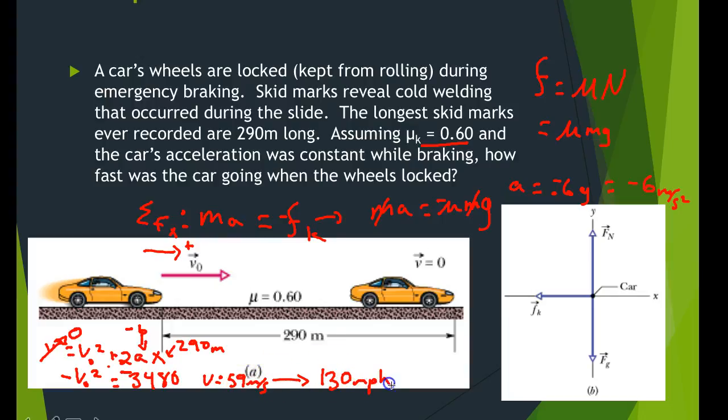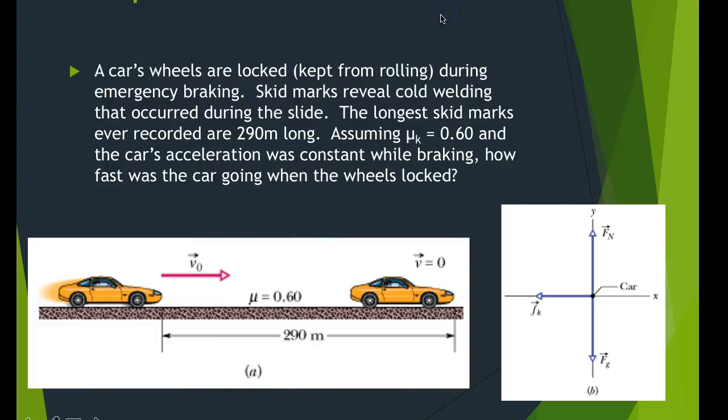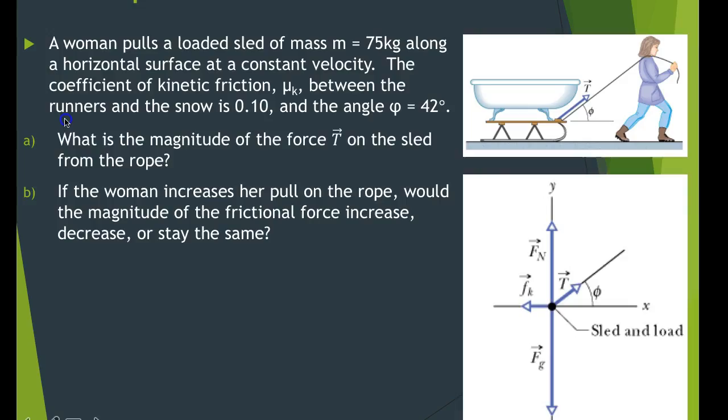So this car was going like 130 miles per hour, it locked out its wheels and skidded for 290 meters, which is basically 3/4 of the way around a track, okay. And so there you go, that's friction. We're going to do one more together and then we'll finish off this video. We'll save this one for the next video though.